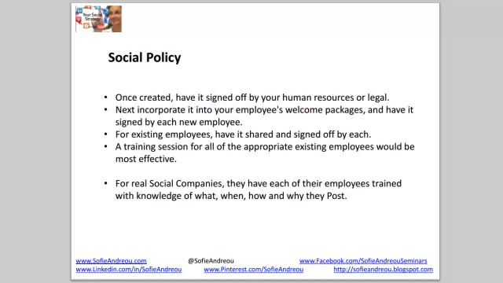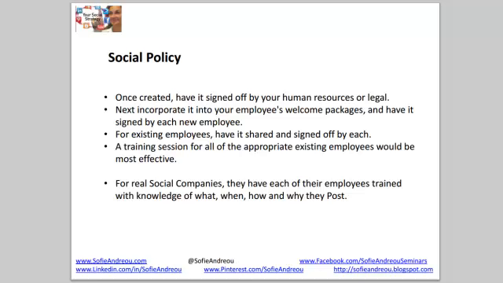For existing employees, what I suggest is that companies should have annual reviews with their employees. In that annual review process, if there is anything new, not just the social media policy, that the employees should sign off on, it should be part of that. And then a training session should be incorporated for all employees for most effective social media use.